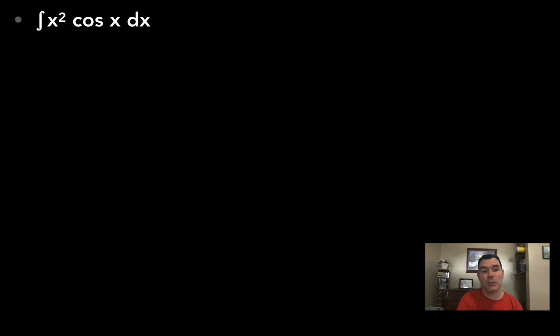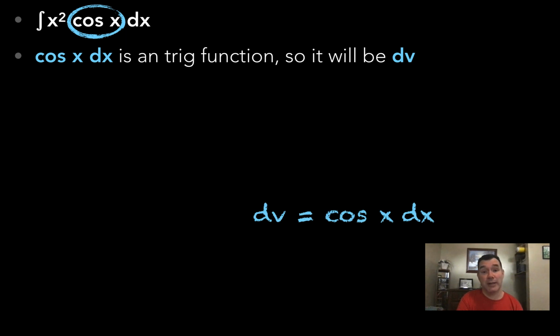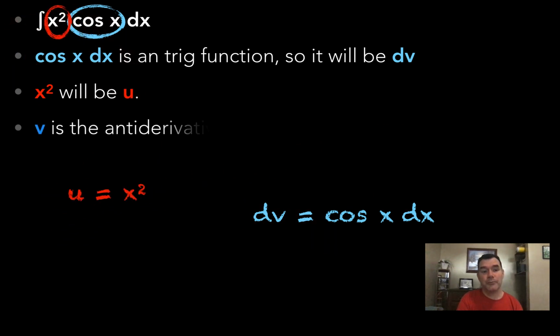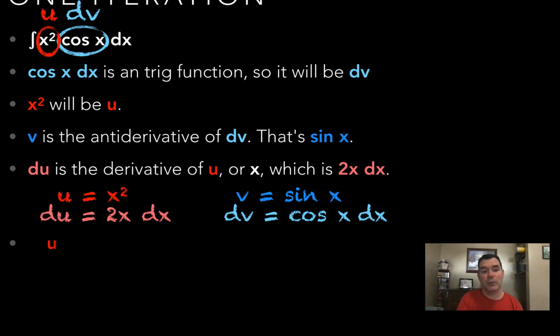Now sometimes it takes more than one iteration to do this. So let's say I had x squared times the cosine of x. Remember, I'm still looking for dv first. I did find a trigonometric function, that was cosine of x. So that's my dv, meaning that x squared is my u. Now I just need to figure out what v is, and I need to figure out what du is, the same way that I did them before.